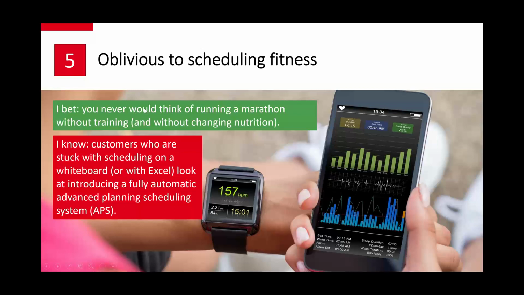We have been a couch potato, right? We have been eating chips and watching Netflix, and now we want to run a marathon. We got stuck with Excel, so now we want to go to APS. We now do everything. We select an automatic advanced planning scheduling system.